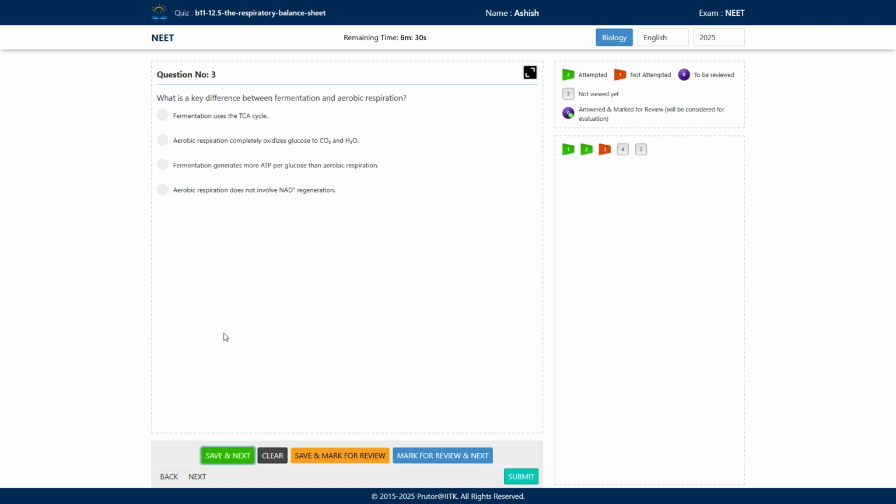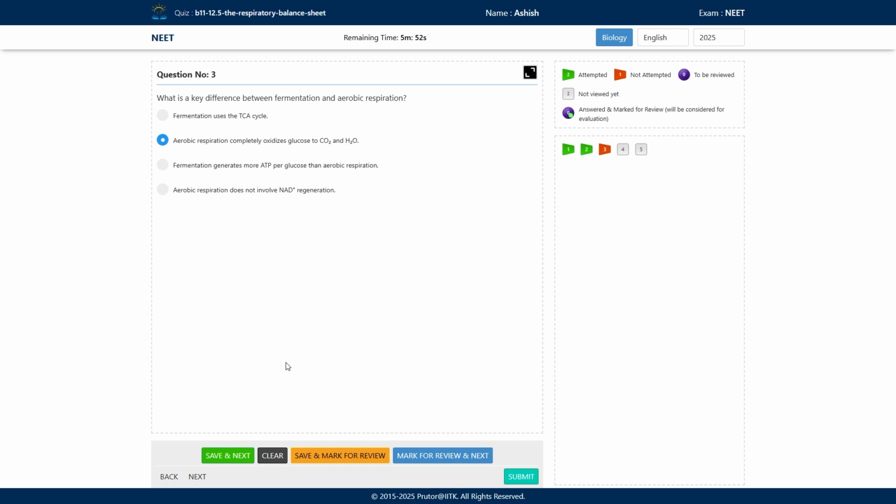So the major difference between fermentation and aerobic respiration is that aerobic respiration completely oxidizes glucose to produce carbon dioxide and water. Whereas if we look at fermentation, there is not complete oxidation of glucose. That pyruvic acid undergoes alcoholic fermentation or lactic acid fermentation. In alcoholic fermentation, we have studied carbon dioxide and ethanol are produced, whereas in case of lactic acid fermentation, lactic acid is produced. So there is no complete oxidation of glucose, whereas in case of aerobic respiration, there is complete oxidation.